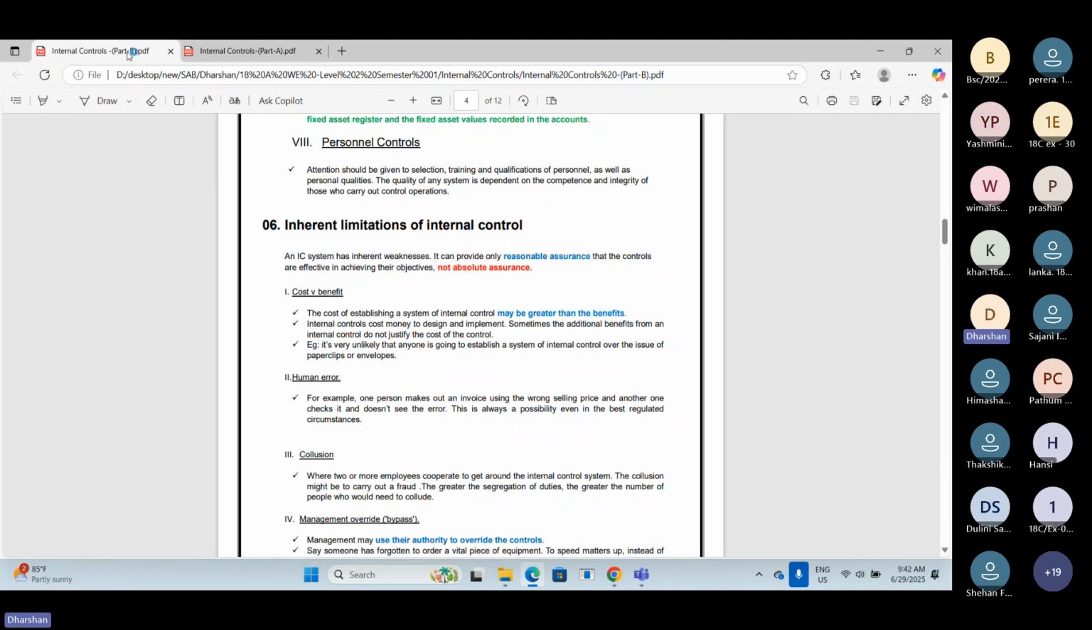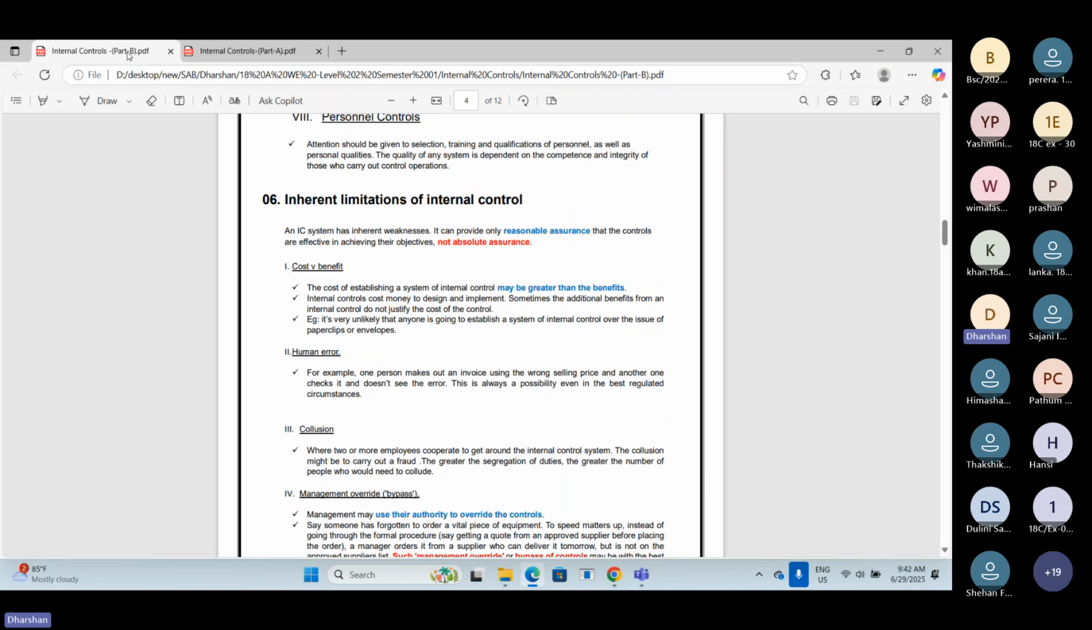For the time being, just remember in internal control, we can't give absolute assurance. We can give only reasonable assurance. I hope you have understood why we can't give absolute assurance. I have taken only one example, cost versus benefit, because for certain processes, if you implement internal controls, we can't get benefit over cost. So there is no point in implementing controls for those types of processes. Better to ignore internal control for them because cost is more than benefit.